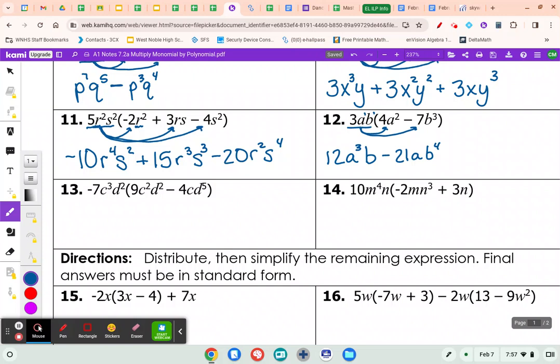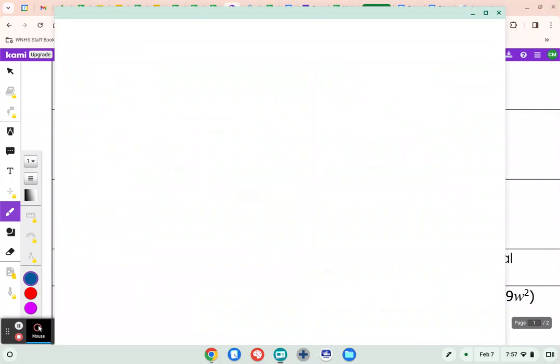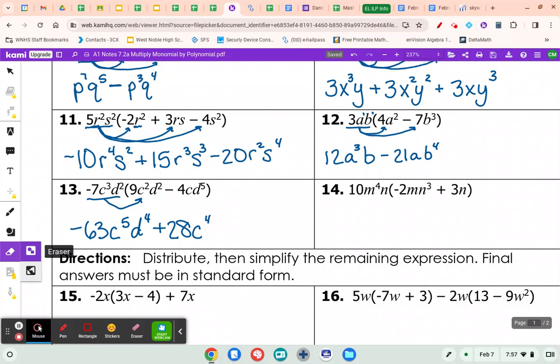Okay. Question 13, distribute. This one all has a little bit more, it looks like, going on, but don't freak out, multiply. We have negative 63. C to the fifth, D to the fourth, because you add your exponents. And then, we have positive 28, big numbers multiply, C to the fourth, because there's a 1 here, and D to the seventh.